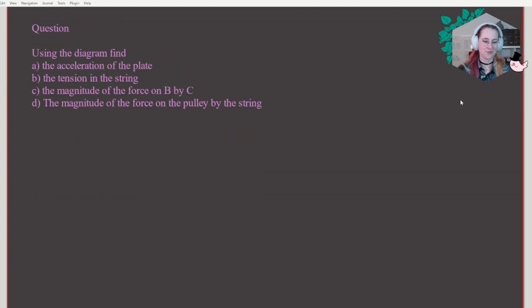So, final problem. Using the diagram, find the acceleration of the plate, the tension in the string, the magnitude of force on B by C, and the magnitude of force on the pulley by the string. So, I need to draw a diagram, is what I'm learning. Let's do that.